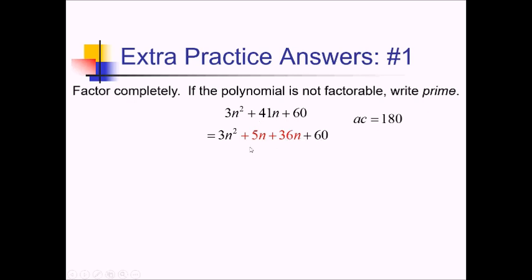Now I'll use a little factoring by grouping. So I can take an n out of the first two terms. That leaves me with 3n plus 5. And then I can take a 12 out of the next two. So that'll leave me with 3n plus 5 there as well. Now I can factor out that 3n plus 5, and that leaves me with n plus 2 left over for my other parentheses.